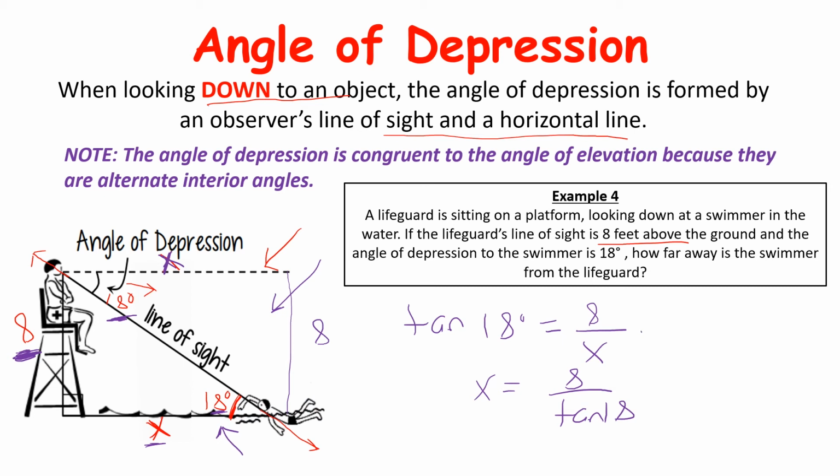And putting that in your calculator, 8 divided by tangent of 18, you are going to get 24.6 feet. All right, so that is how far the swimmer is from the lifeguard. So this length here would be 24.6 feet.